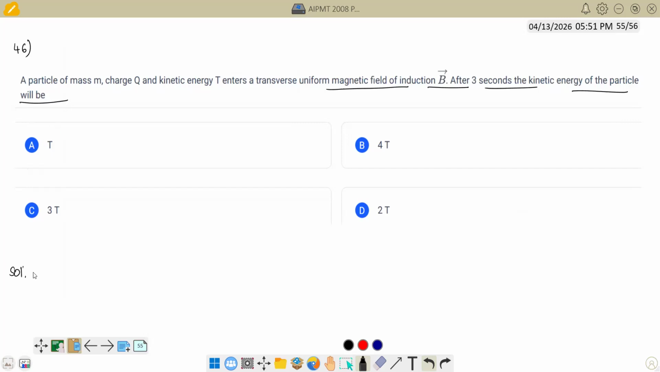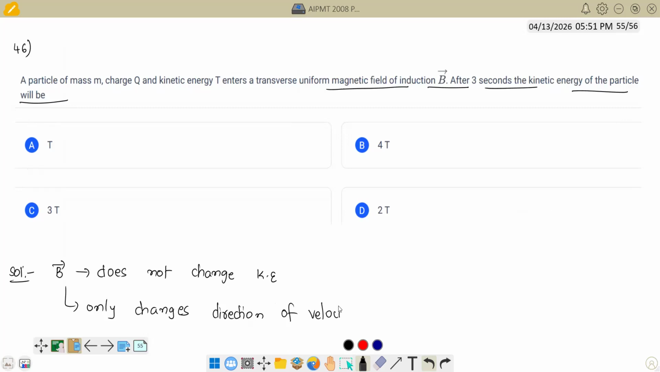So you have to understand one thing very clearly, that the magnetic field does not change kinetic energy. It only changes the direction of velocity. It doesn't change the magnitude of velocity, it only changes direction of velocity. Since it only changes direction of velocity and does not change kinetic energy, whether it is 3 seconds, 30 seconds, or 3000 seconds, the kinetic energy originally is t, and finally also it will be t only. So this will be the answer for it. We'll go for the last one.